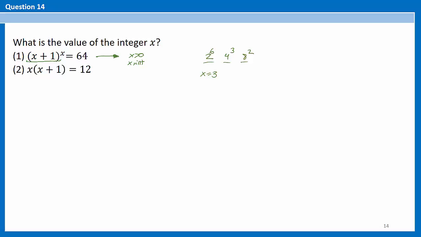Because if it were the first case, x would have to be 1, but then the exponent would not be 6. And in the other case, x would have to be 7, but then the exponent cannot be 2. x can only be 3, so statement 1 is sufficient.